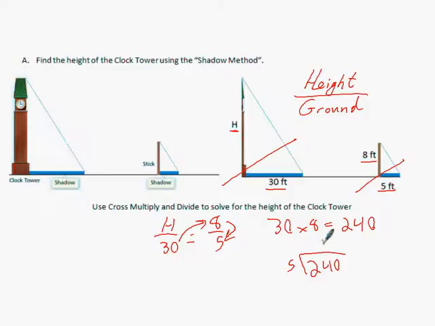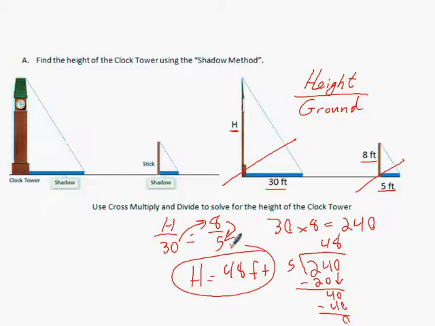5 goes into 24 4 times, which is 20. 4 remainder, bring down the 0. 5 goes into 40 8 times, which is 40. No remainder. The height of the clock tower is 48 feet.